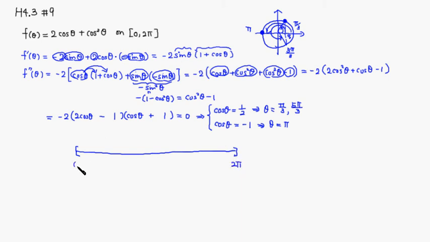Right, so 0 is here. Then we mark these places. So pi is right in the middle. So here's pi. Alright, so then you have pi over 3 over here. So this is pi over 3. And then 5 pi over 3 is right around there. So 5 pi over 3. Right? Then we just have to look at the signs.